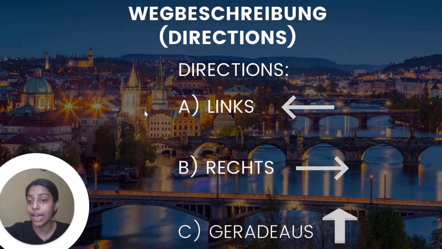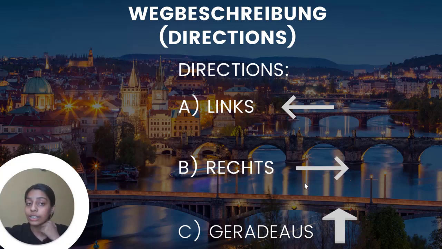In second part we have directions, Wegbeschreibung. We have three main directions in German. One is left, we have right, and we have straight. Left in German is called links. Right in German is called rechts. And straight in German is called geradeaus. Links for left, rechts for right, and geradeaus for straight. These three are the main directions that we have in the language.